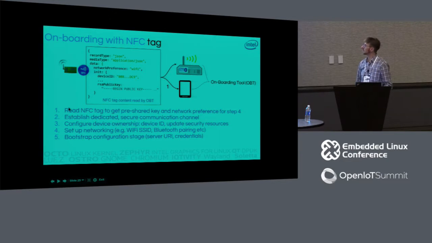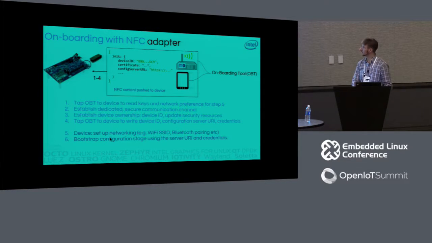So first we read the NFC tag to get the pre-shared key and the network preference for the later step. Then we establish the secure communication channel. Then we do the ownership transfer method, so we will have a device ID. And then we will update security resources. And then set up networking for the next stage and bootstrap the configuration server. These are the standard steps.